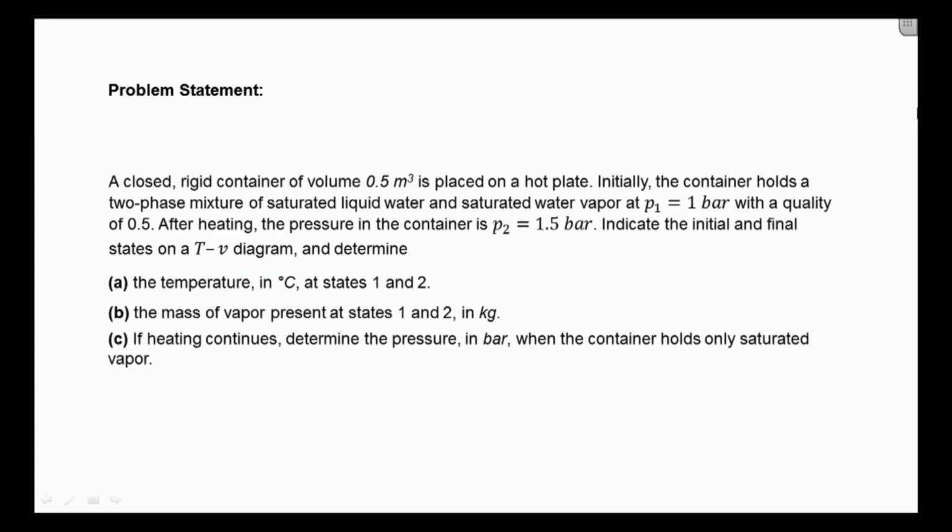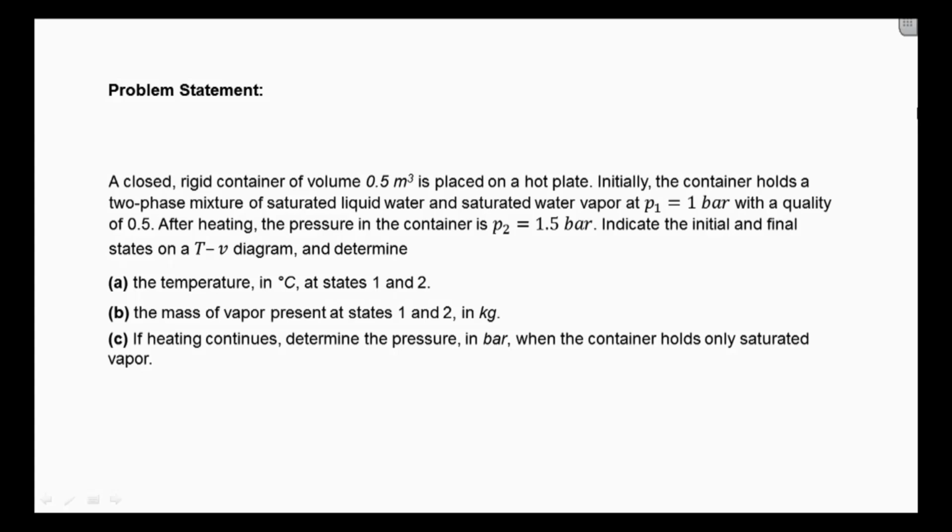Let's look at the problem statement as given to us. A closed, rigid container of volume 0.5 cubic meter is placed on a hot plate. Initially, the container holds a two-phase mixture of saturated liquid water and saturated water vapor at P1 equal to 1 bar and a quality of 0.5. After heating, the pressure in the container is P2 equal to 1.5 bar.